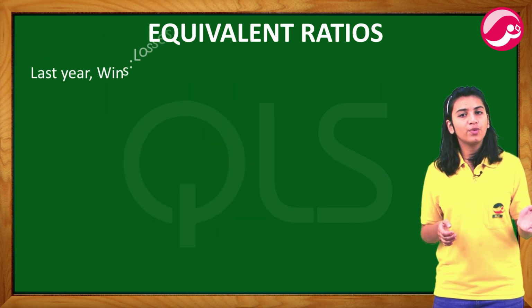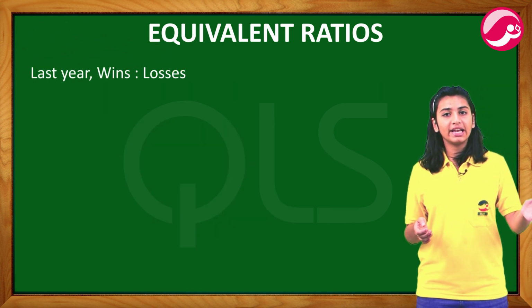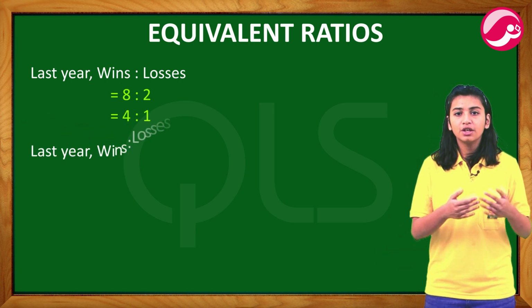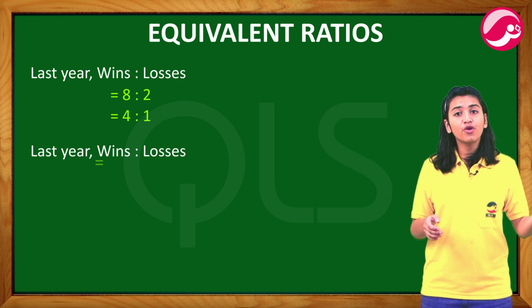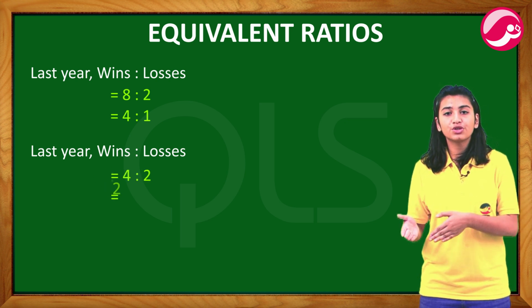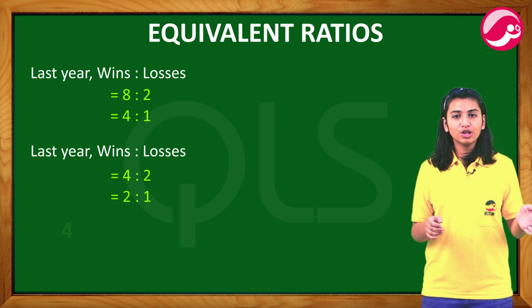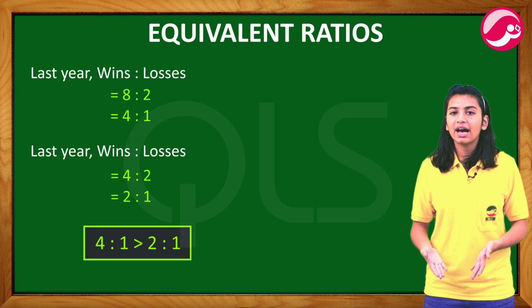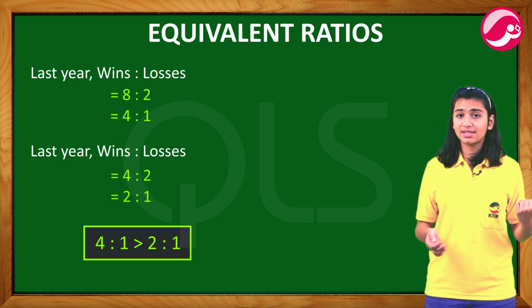Last year win is to loss का ratio था 8 is to 2 का, which is 4 is to 1. This year wins is to losses का ratio था 4 is to 2, which is 2 is to 1. Obviously 4 is to 1 is greater than 2 is to 1. Hence we can say that the team performed better last year.